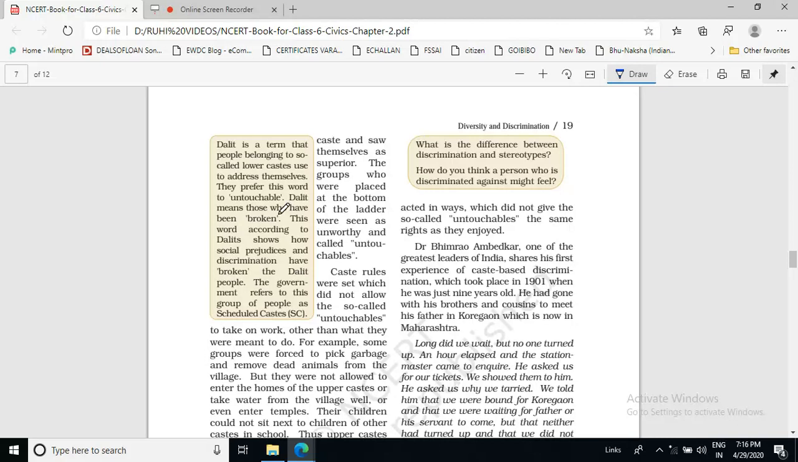And the government referred to this group of people as scheduled caste. You must have heard SC. This is scheduled caste. In the records of the government, the so-called lower caste people, earlier known as untouchables, and at present known as Dalits, the government refers to this group as scheduled caste, SC. This is the scheduled caste, and this is the untouchables. And this is Dalit. And what is the meaning of Dalit? Dalit means broken.